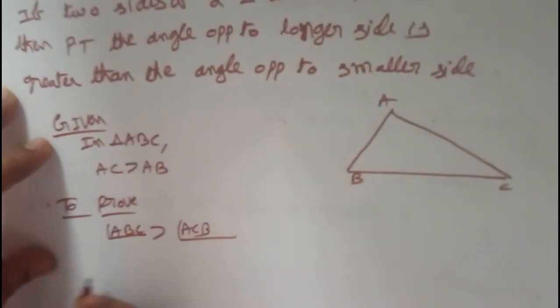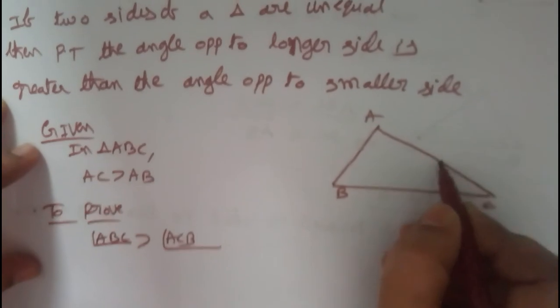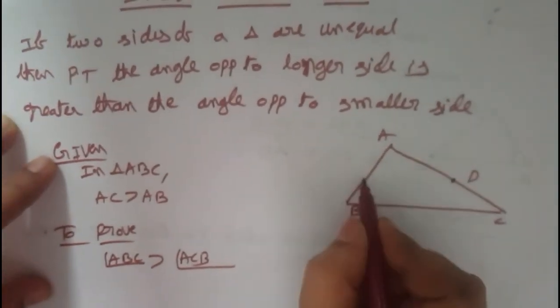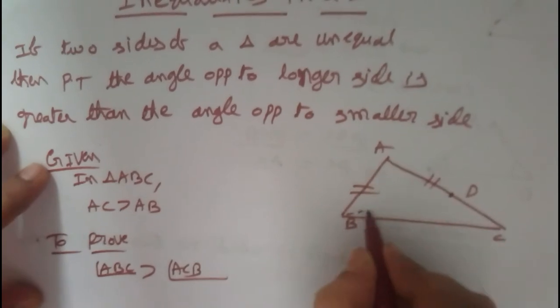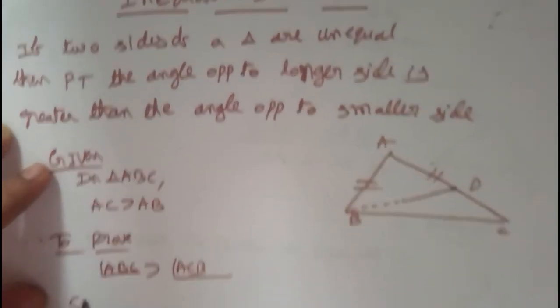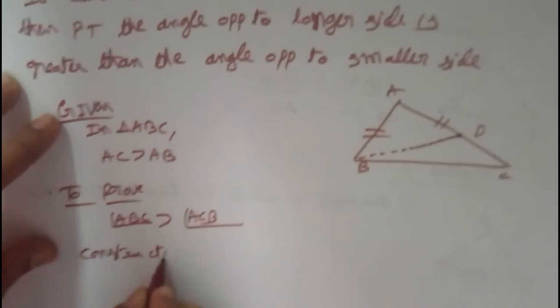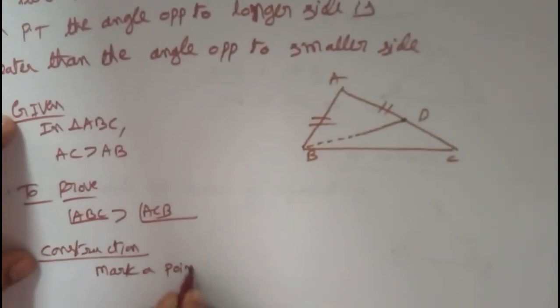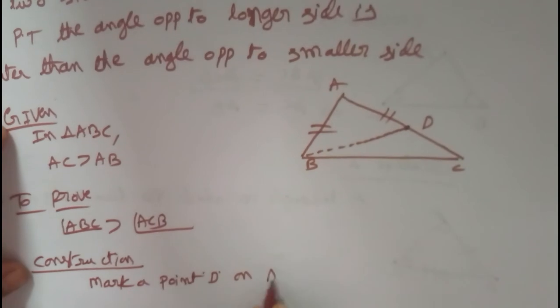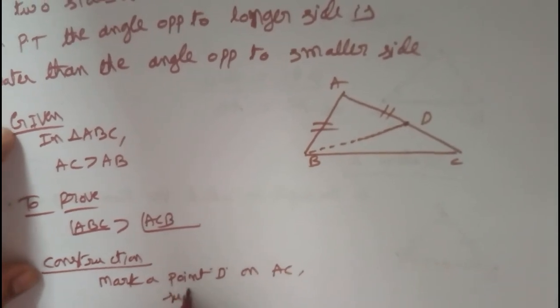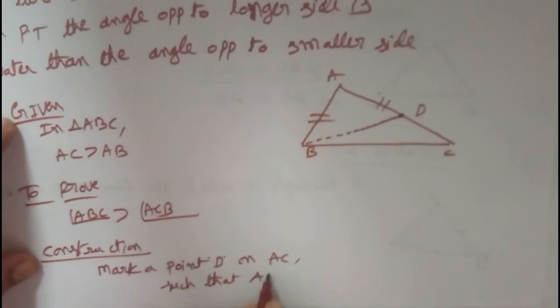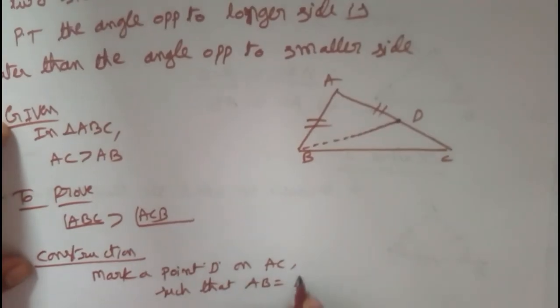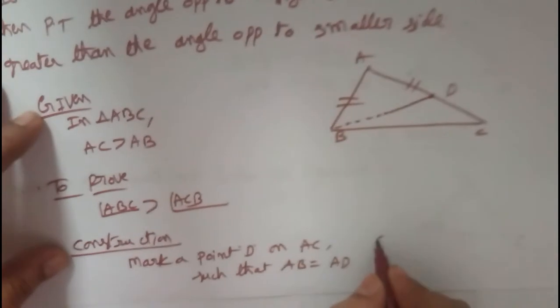So let us do some construction. Construct a point D on AC such that AB is equal to AD and join BD. So what is the construction? Mark a point D on AC such that AB is equal to AD and join BD.